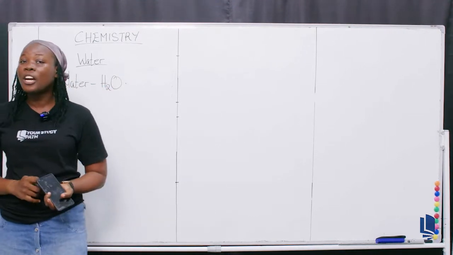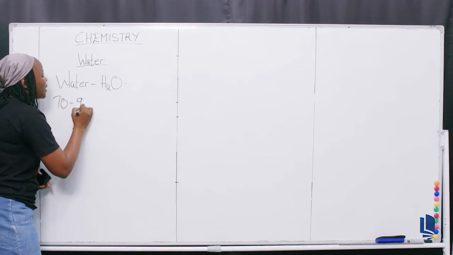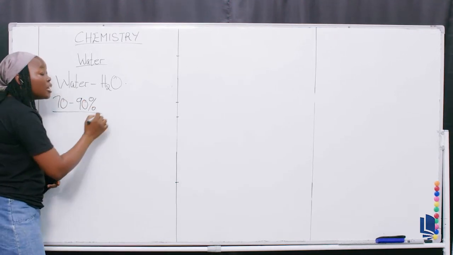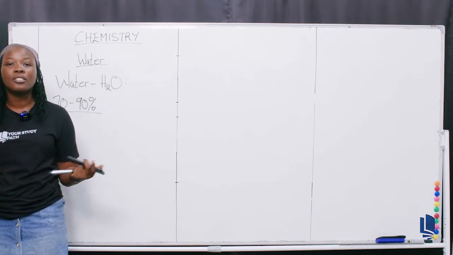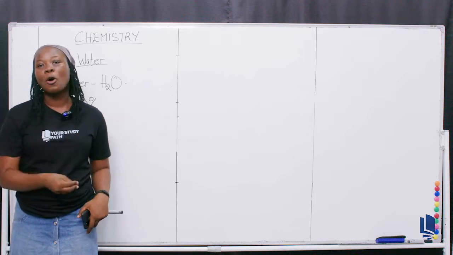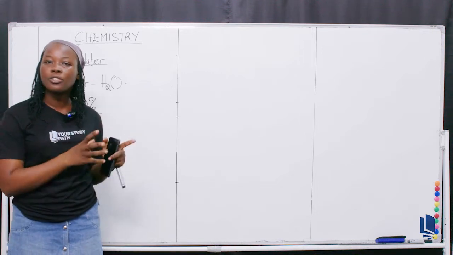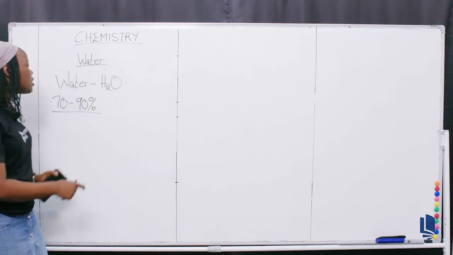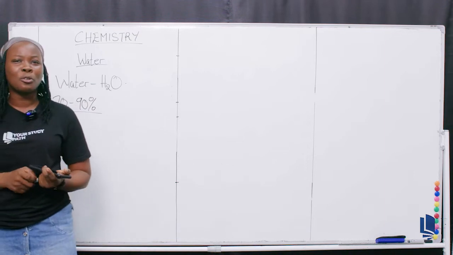And it's very essential. It makes up about 70 to 90% of living organisms. Definitely that component is essential. And water is a compound. Air is a mixture, but water is a compound. It contains hydrogen and oxygen. Let's talk about uses of water.